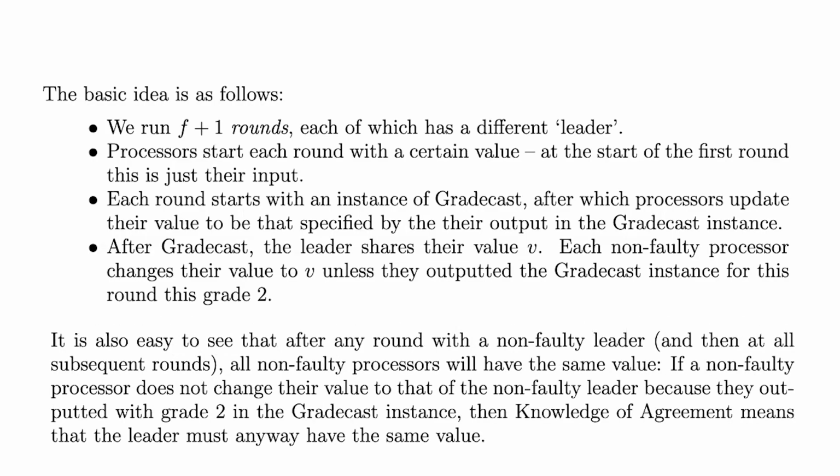So we can see that after any round with a non-faulty leader, and then at all subsequent rounds, all non-faulty processes are going to have the same value. As soon as the leader is non-faulty, they're going to end up with the same value. Why? Well, if a non-faulty processor doesn't change their value to the value suggested by the leader, why is that? That's because they outputted the grade cast instance with grade 2, right? But then the knowledge of agreement property says that the leader then must anyway have the same value.